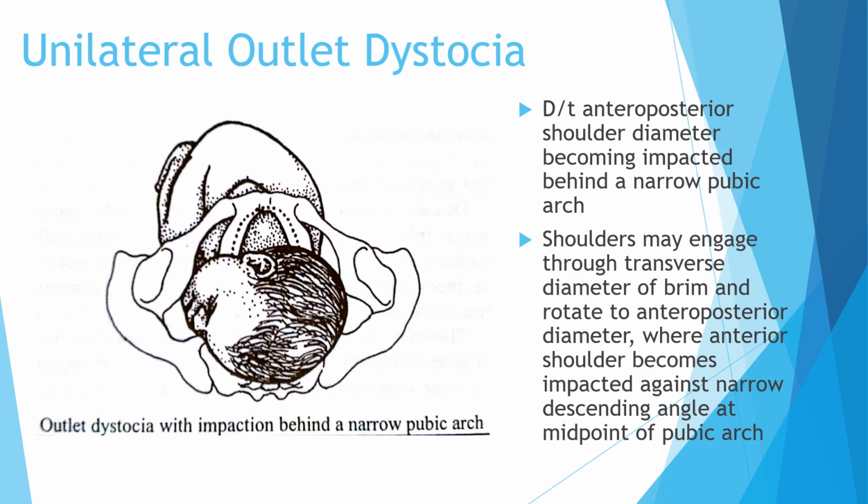Unilateral is where there is the outlet on the other side. The anterior posterior shoulder diameter becomes impacted behind a narrow pubic arch. The shoulders may engage through the transverse diameter of the brim and rotate to the anterior posterior diameter, where the anterior shoulder becomes impacted against a narrow descending angle. So it's just that the pelvis is angled towards the end. The head took a while to deliver, and now the shoulders have to rotate through that narrowed pubic arch.